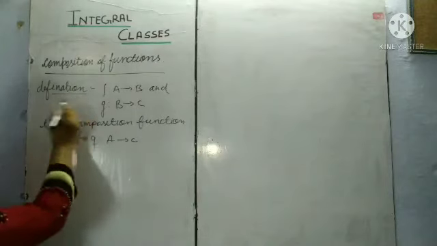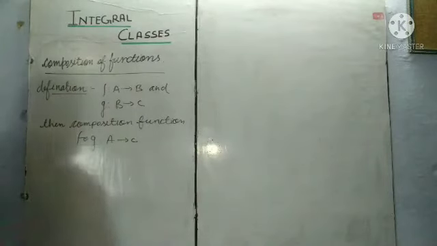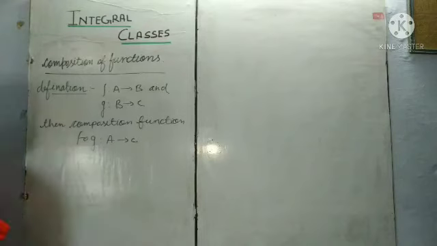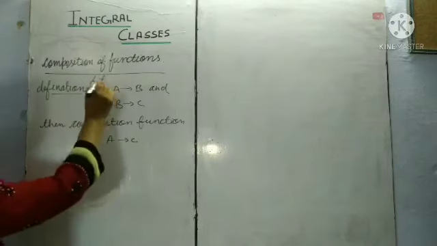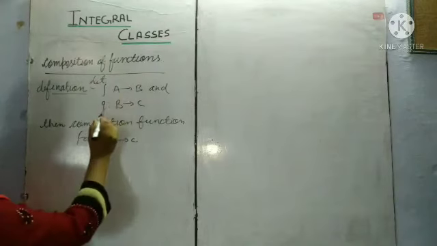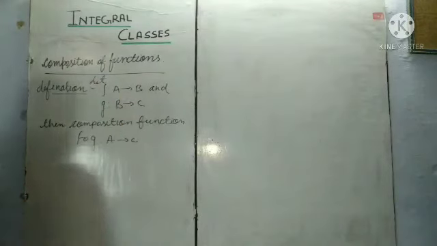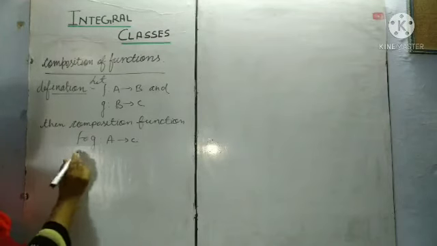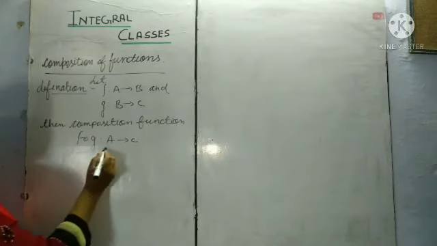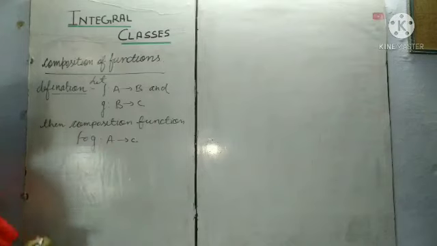First I will explain the definition of composition function. In composition function, students, we are given two functions. Let the two functions be f: A to B and g: B to C. Then the composition function fog is defined from A to C. This is called composition function.